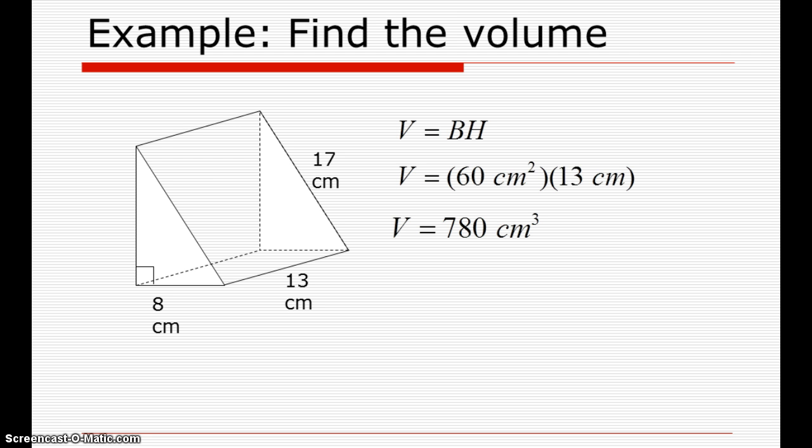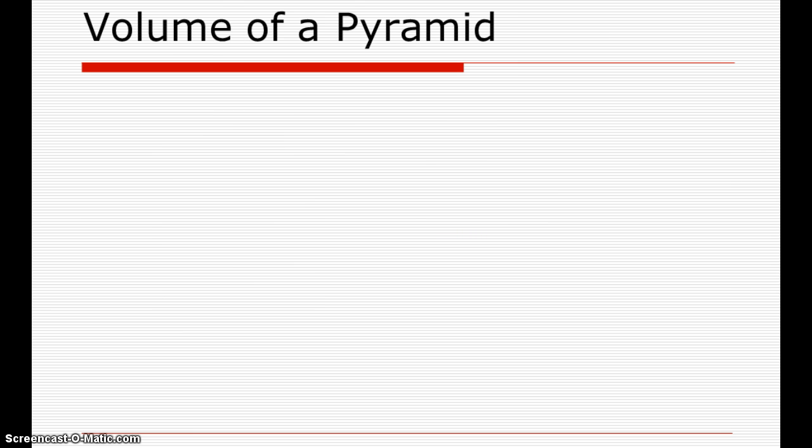So make sure you're aware of the units. It should be centimeters cubed. All right, now how does that differ from the volume of a pyramid?